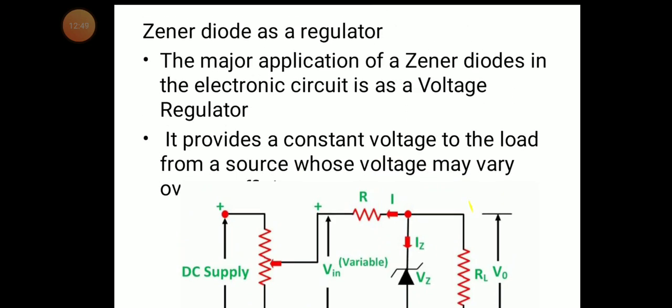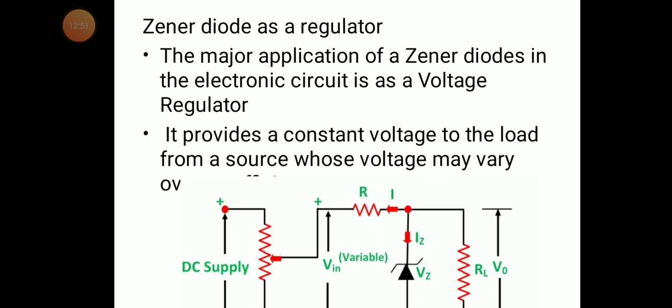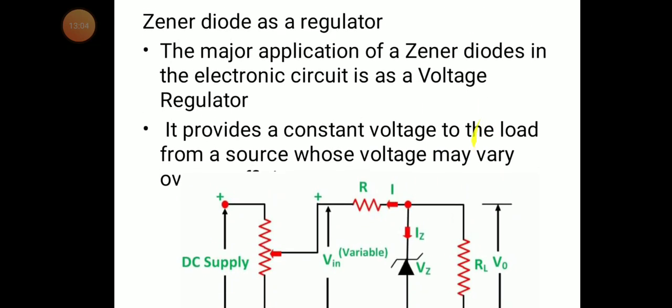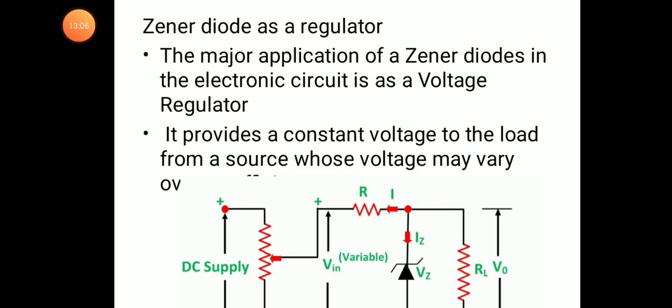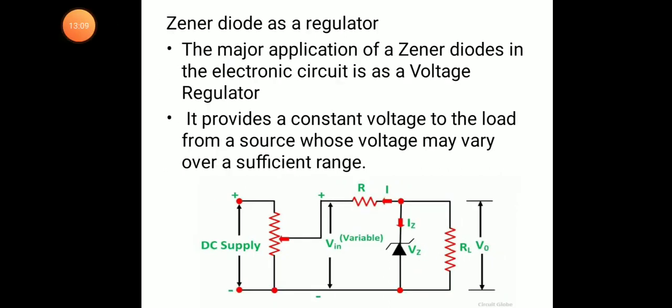The major application of a Zener diode in electronic circuits is as a voltage regulator. It produces a constant voltage to the load from a source whose voltage may vary from 0 to 15 volts or 230 volts, we can say. The Zener voltage regulator provides a constant voltage to the load from a source whose voltage may vary over a sufficient range. So you can see the circuit diagram of the voltage regulator.